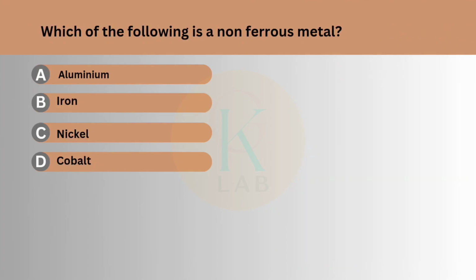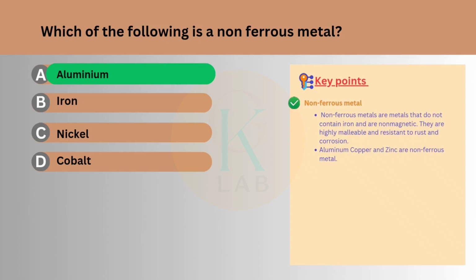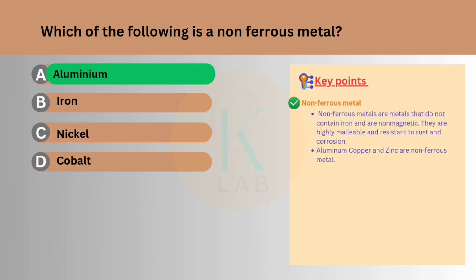Next question, which of the following is not a non-ferrous metal? The correct answer is option A, aluminium. Some important key points. What is the definition of non-ferrous metal? Non-ferrous metals are metals that do not contain iron and are non-magnetic. They are highly malleable and resistant to rust and corrosion. Therefore, aluminium, copper, zinc are non-ferrous metals.